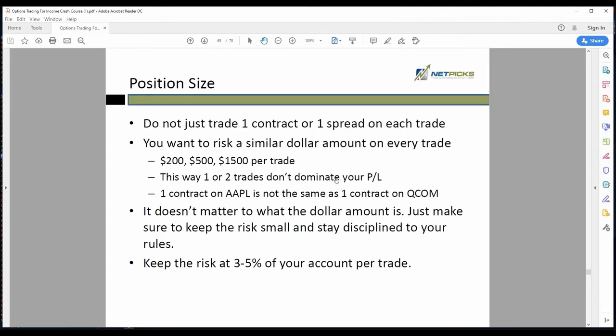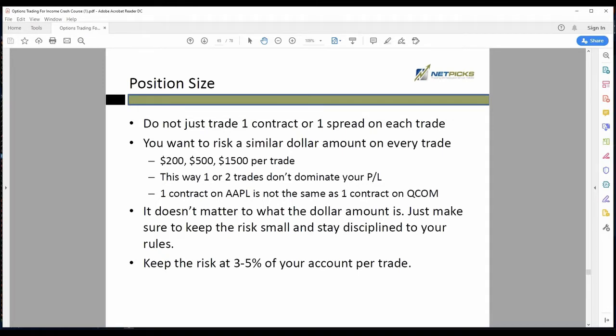You do not want to trade just one contract or one spread on every trade. For those of you that are newer, you're saying, okay, I'm going to trade as small as I can. Let's just trade one contract on every single position. Problem there is trading one contract on Apple is not equal to trading one contract on Bank of America. They're very, very different price points. If you take that approach, the outcome of the Apple trade is going to dominate your P&L. It really doesn't matter what the trade on Bank of America does. Apple is going to be so much bigger that it's going to dominate the overall results.